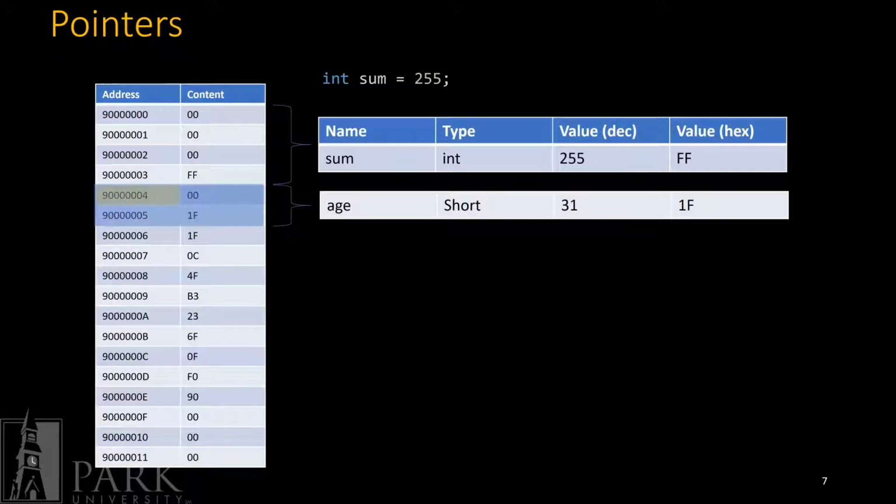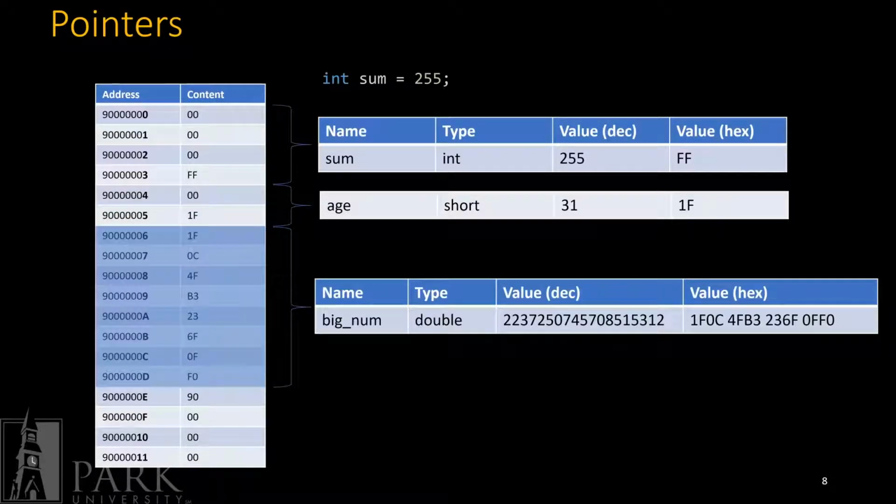A short type variable requires 2 bytes. Again, the address of the first of those 2 bytes, 900000004, will be recorded as the address of age. And those 2 bytes at this point store the value of 31, which of course you can see represented by the value hexadecimal 1F. Again, 1 is 16, F is 15, so 16 plus 15 is 31. And again, you can see that we're storing it in the little endian format.